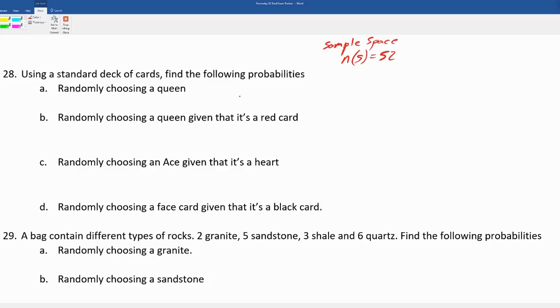So we're looking for the probability. The probability of picking a queen is going to be, well, how many queens are there? Oh, whoa. How many queens are there in a deck? And if you don't know that answer right off the top of your head, I want to tell you you're doing it wrong. All right.